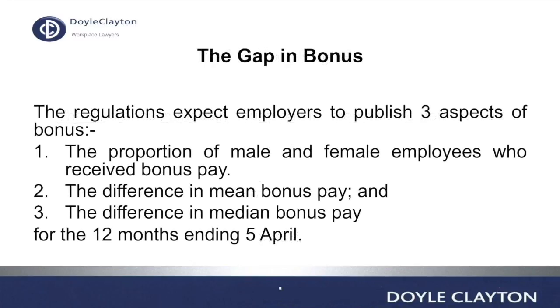For bonuses, businesses have to report the following 3 things for the 12 months ending the 5th of April. Number 1, the proportion of male and female employees who received bonus pay. Number 2, the difference in mean bonus pay. And number 3, the difference in median bonus pay. Employees who received a reduced rate of pay as a result of being on sick leave or maternity leave or other leave and so were omitted when calculating the gender pay gap will be included when calculating the bonus figures. So James, how would Dayton's calculate the proportion of its male and female employees who receive a bonus?